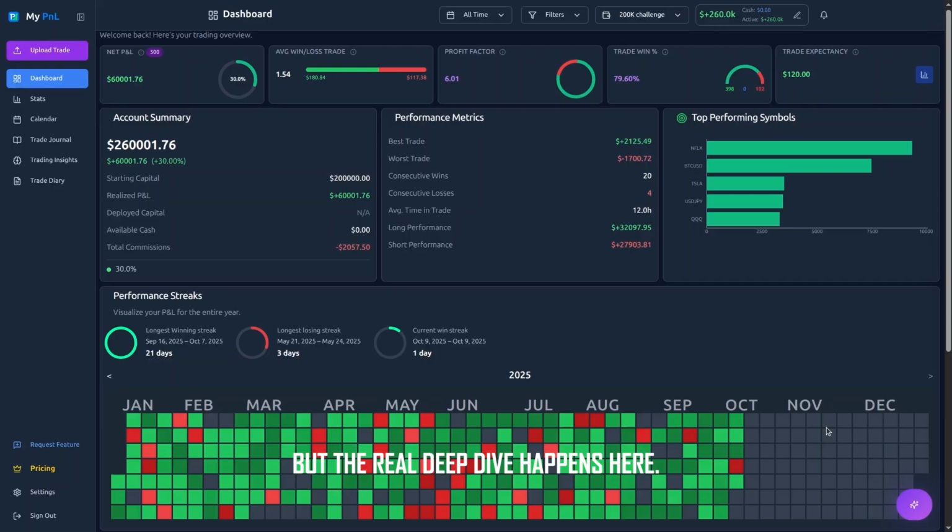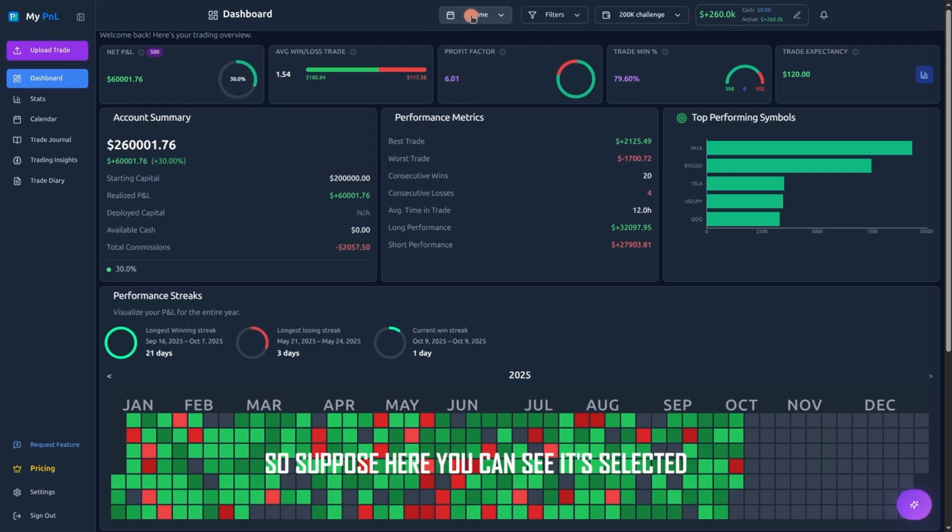But the real deep dive happens here. You can filter down to the exact strategy that you use, like swing trading or RSI divergence, to see which one is the most profitable. You can filter by trade type, long or short, to see if you have a bias. And you can even filter by specific symbols to analyze your performance on ADA, USD JPY, or AAPL. This turns your entire trading history into a searchable database, letting you isolate and learn from any specific part of your strategy in seconds. Let me just show you how you can do this.